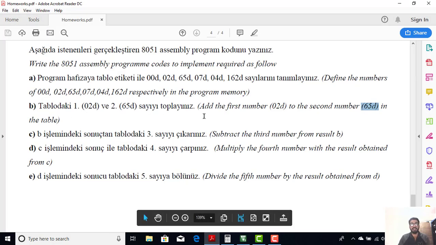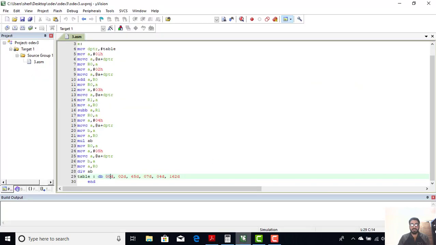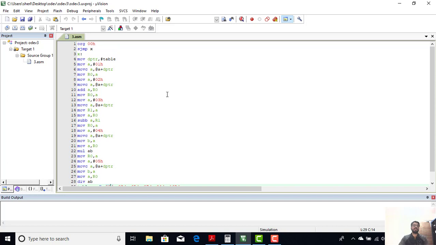Then he said add the first number, which means this one, I mean the second number, which means 0, 1, 2. He's asking us to add 2 decimal with the 65 decimal, which exist in the table. Download our programs. How can we do that? Let's discover it step by step.